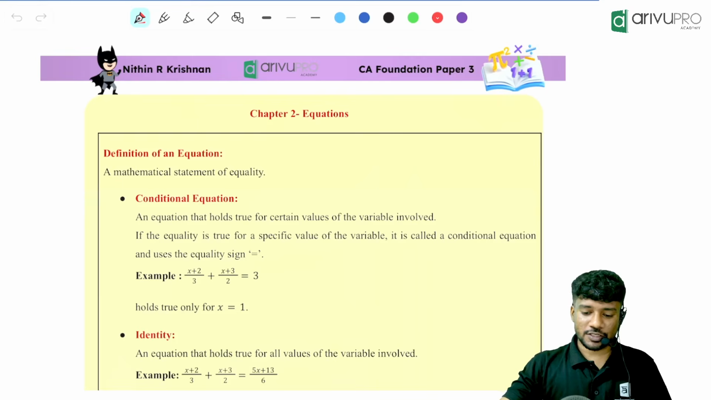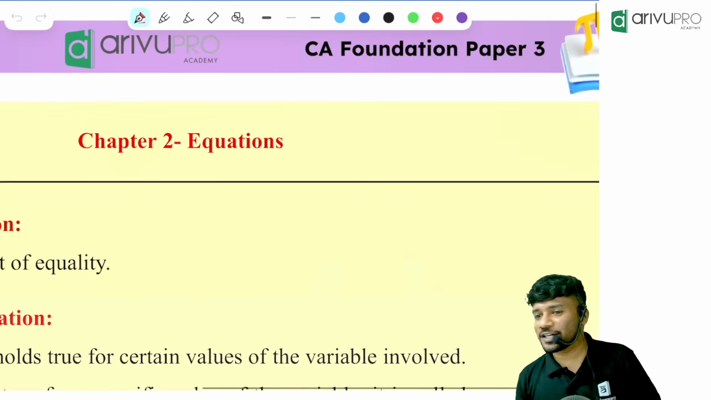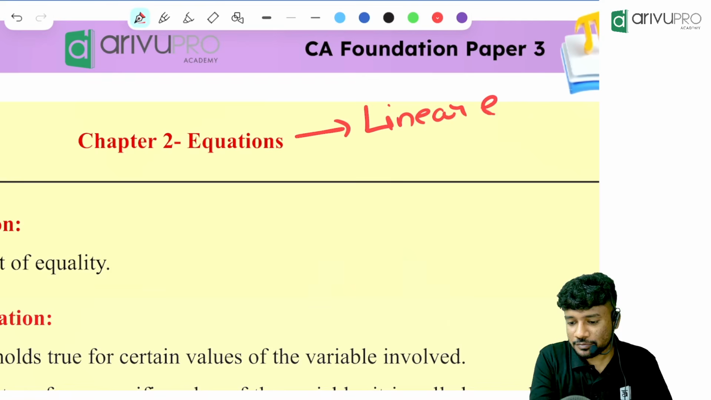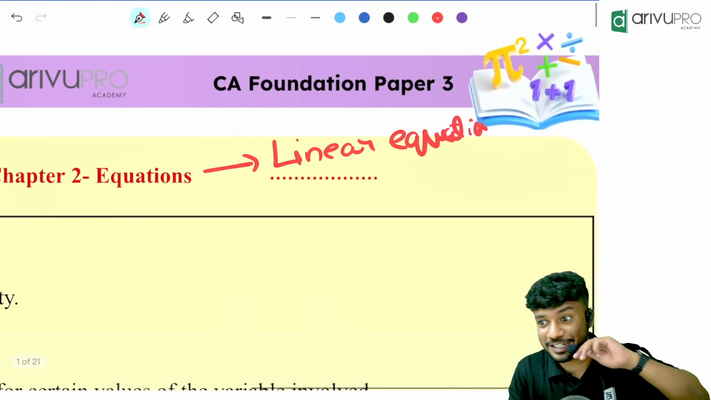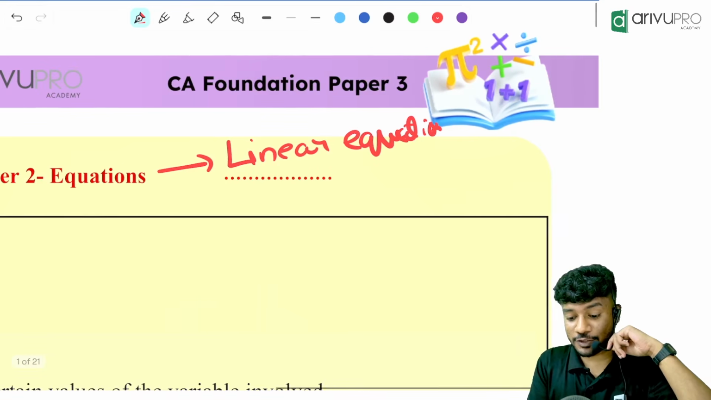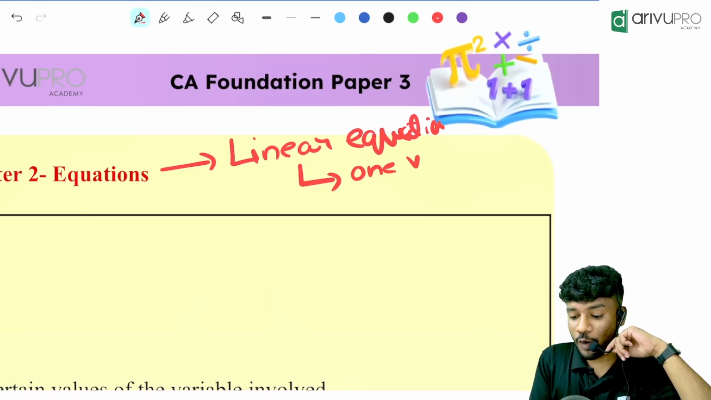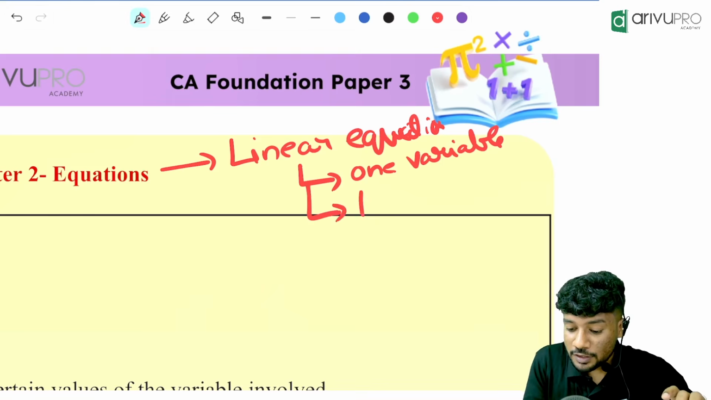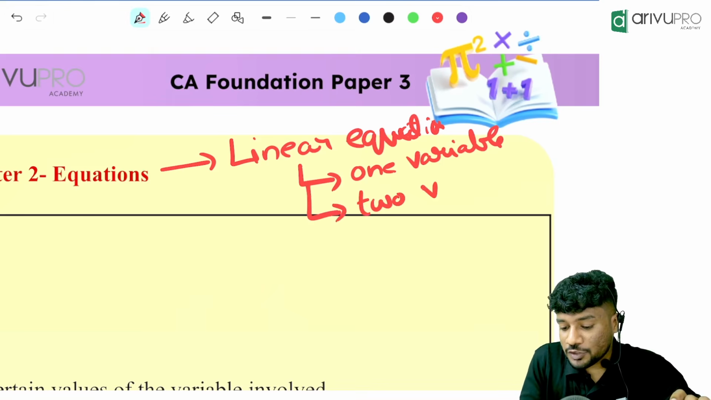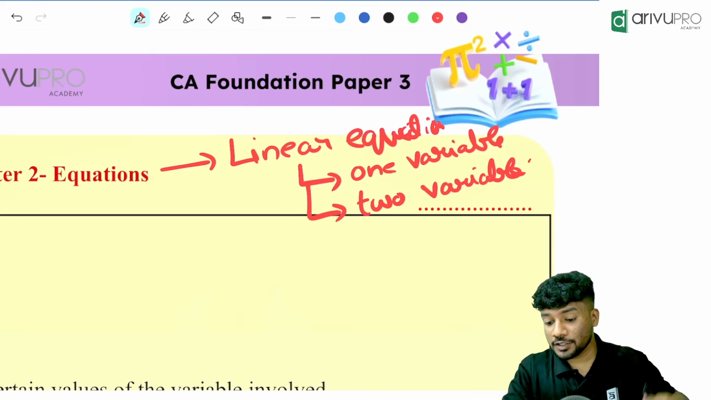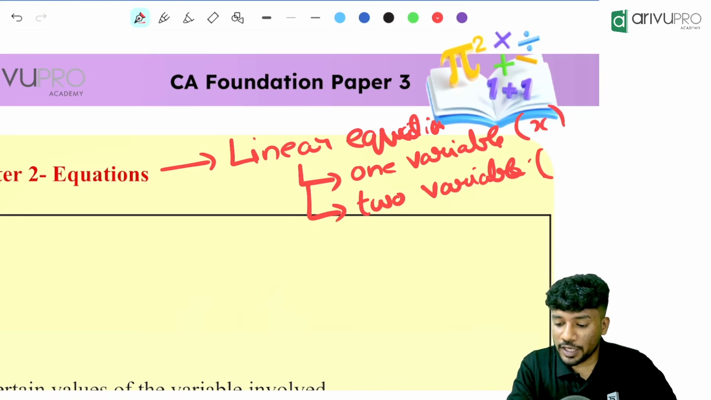Now, equations. I will tell you what all things we are going to learn in this particular chapter. First one, we have linear equations. Can anyone tell me what is a linear equation, with your knowledge of linear inequality? The power will be what? 1. In linear equations also, there are two things. One is one variable. One variable means what? The one unknown. The second one is two variables. Two variables means how many unknowns will be there? Two unknowns, x and y will be there.